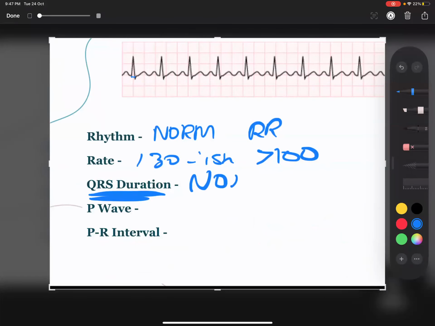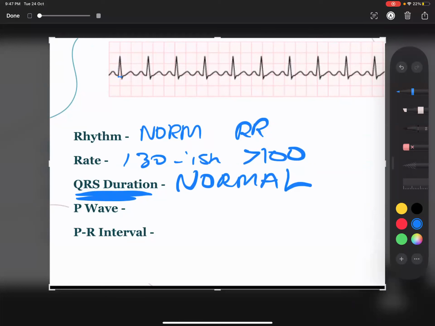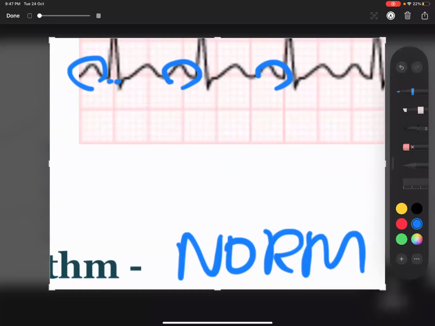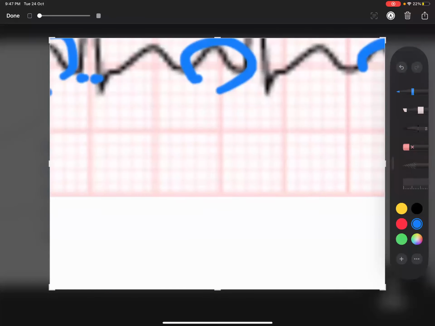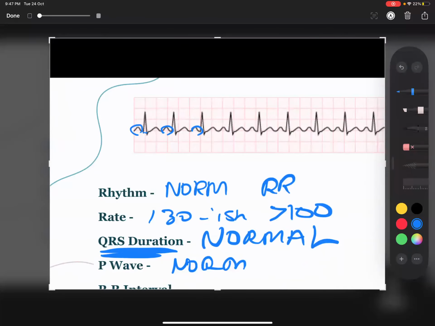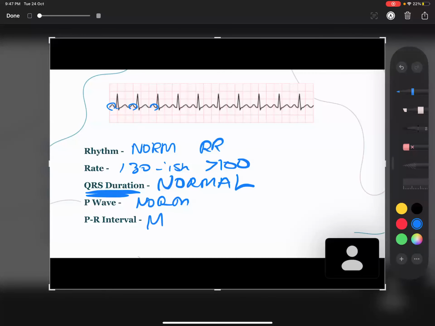So the QRS is normal. Okay, so what about the P? Is it normal? Do you see the P every single time? Yeah, we do. Here is a P, and so on. Good job. So it's there. It's normal. And the PR interval is usually less than 5 small boxes, or 0.2 seconds. We can see that it's like 1, 2, 3. So it is normal. Everything is normal. The only problem is that the rate is very high.